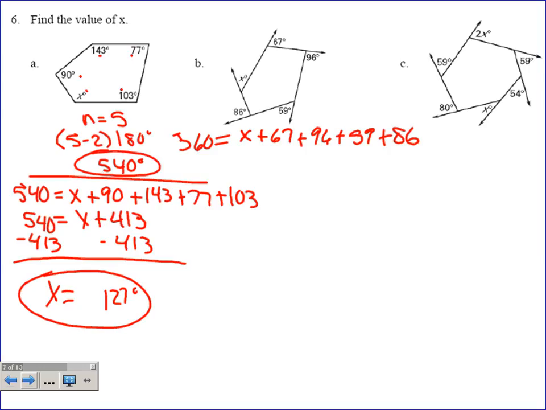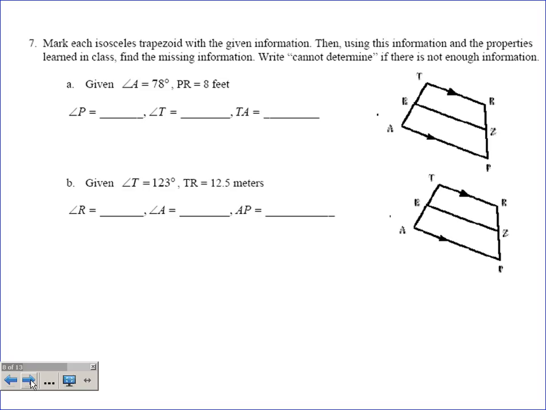You guys know how to solve this? Is part C any different? Not really. It just has an x and a 2x. We'll have a 3x as opposed to just an x. There'll be one more step at the very end, dividing by 3, but it's the same process. Any questions so far? Okay, let's go to the next page.